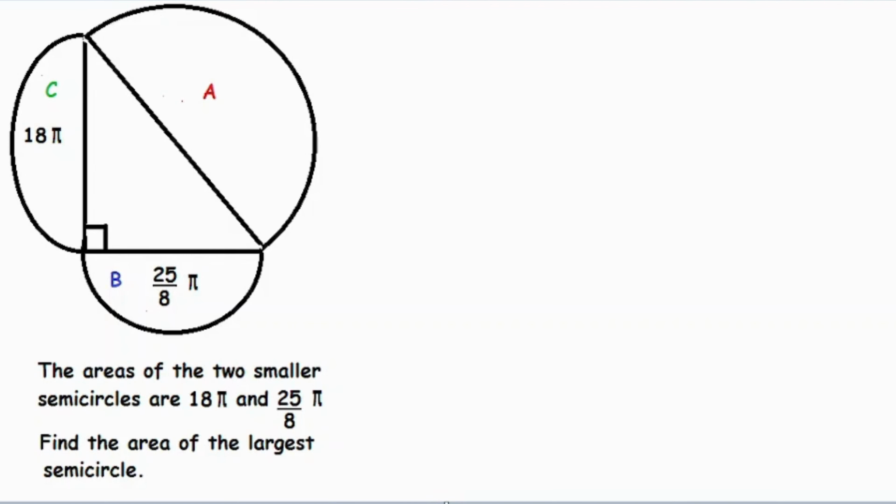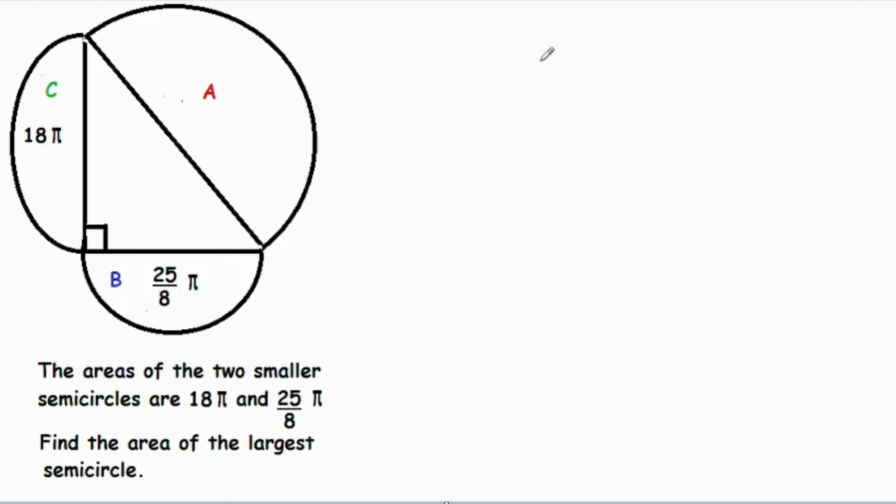Good day everyone. In today's video, we are going to attempt to find the area of the largest semicircle. We have been given the area of two semicircles. That of B is 25 divided by 8 pi, and area of semicircle C is 18 pi. So we want to find the area of semicircle A. You can pause the video and see if you can attempt this question under 1 minute.